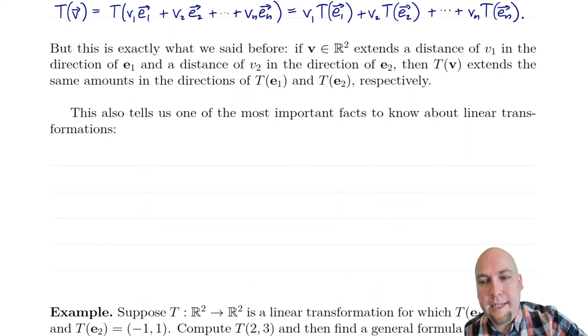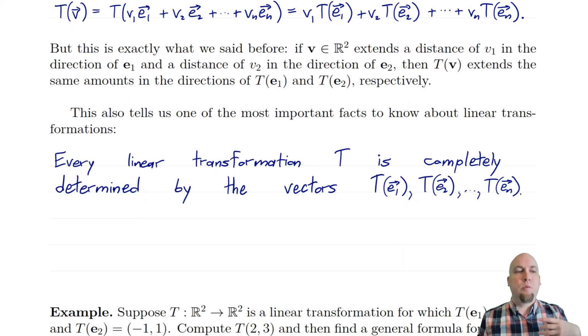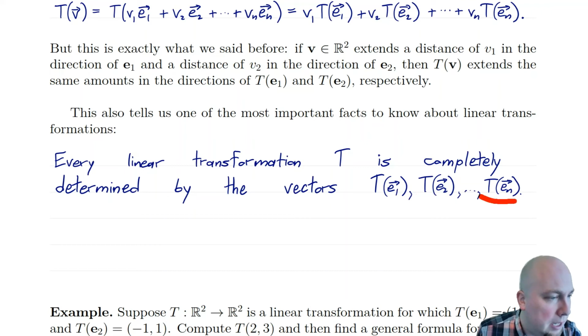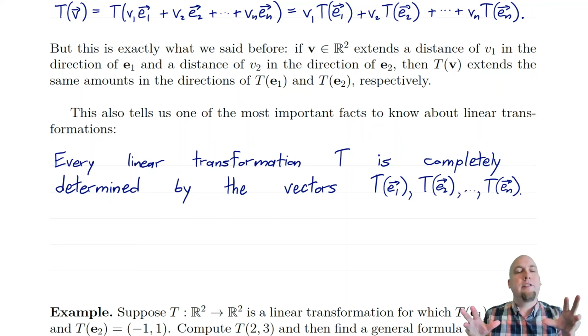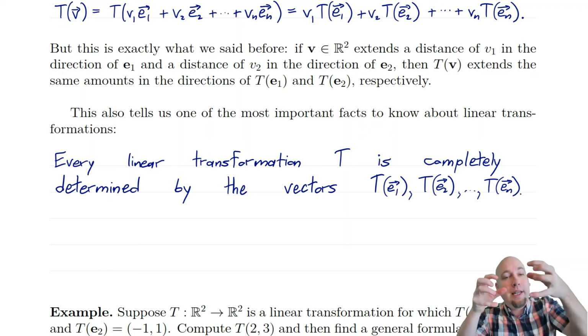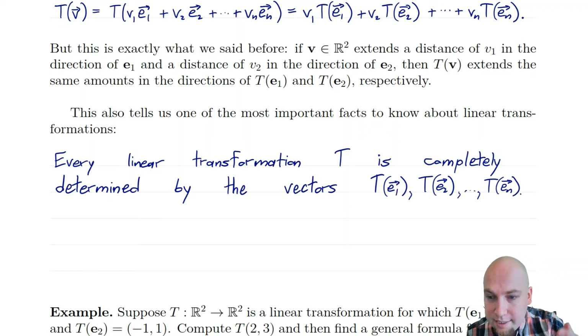Another way of saying this is that linear transformations have the remarkable property that they're completely determined by n vectors: T of e1 and T of e2 all the way up to T of en. If you know what a linear transformation does to the standard basis vectors, then very remarkably, you know what it does to every single vector. That's enough to completely reconstruct the entire function.